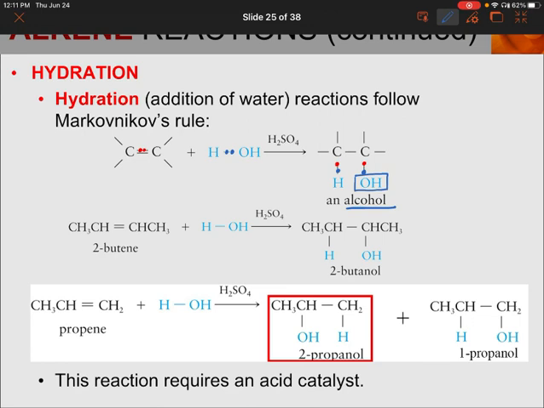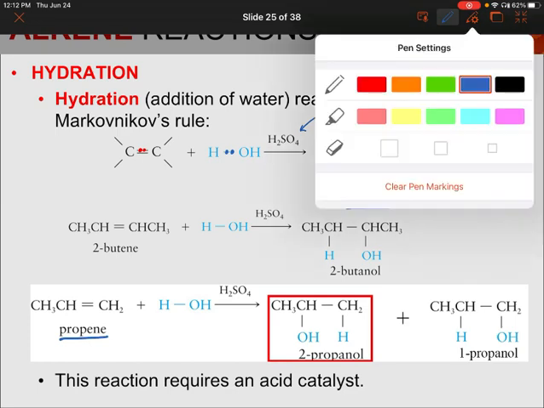Now again, you do need sulfuric acid to help this reaction along. So just remember that you always need that acid there. Okay, so looking down below that, we have 2-butene. So this is a symmetrical alkene, so it doesn't really matter which side the hydrogen adds to. But look below that at propene. This is an unsymmetrical alkene, so now we have to use Markovnikov's rule and figure out which side the hydrogen will add to.